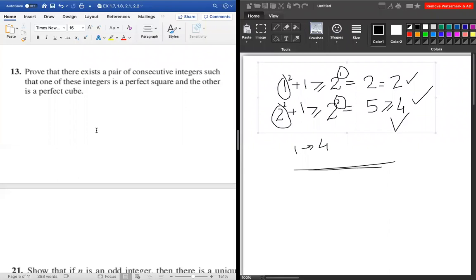So here we can say we take the number 8. We know that 8 is a perfect cube, it's the cube of 2. And then the consecutive number after 8 is 9. We know that 9 is the perfect square of 3. So we prove it just by thinking of two numbers.